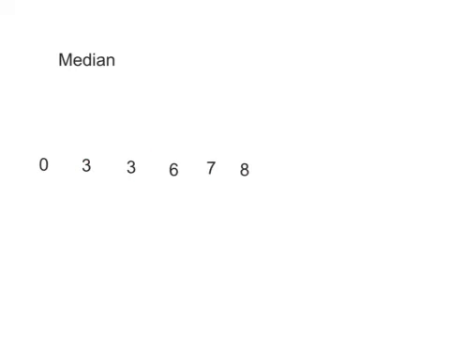Now, with this set of data, I've added another number. And this time you can see that I've added the number 7, which wasn't in the previous set of data. So now, as I strike out my numbers from lowest to greatest, I get to my middle number, and I actually have two. So now my middle numbers are 3 and 6.